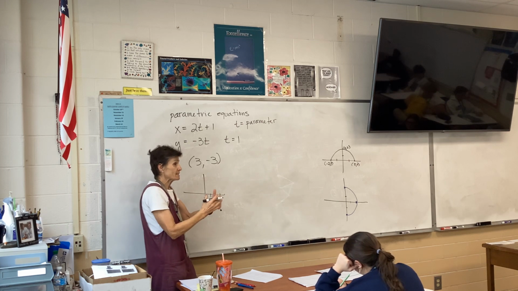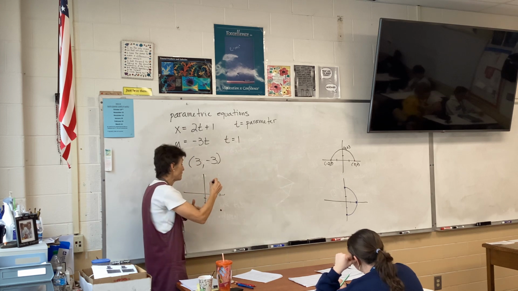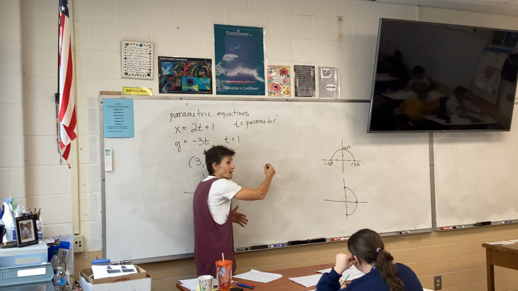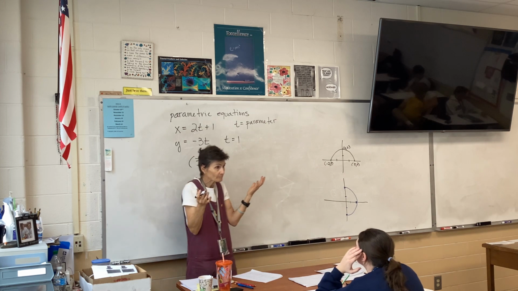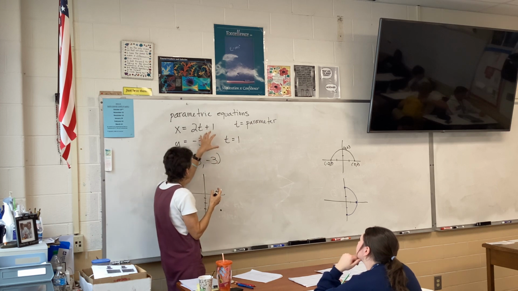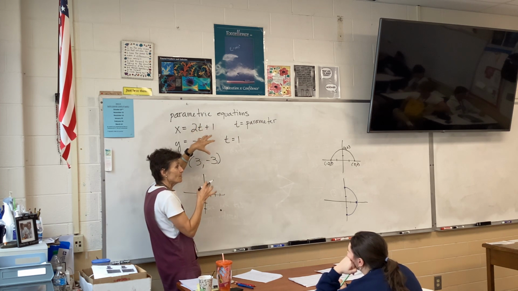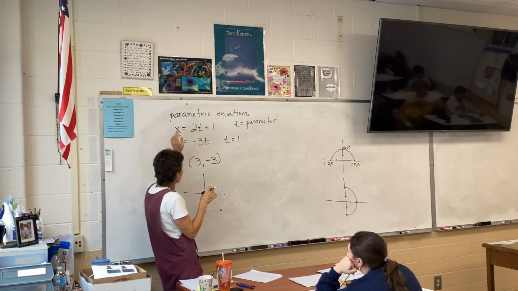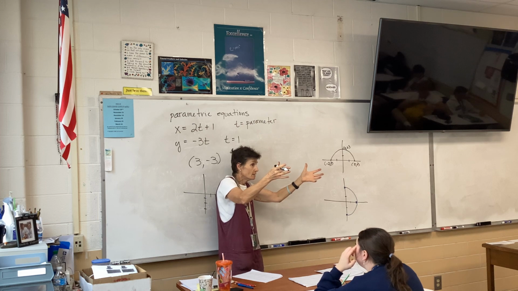Now, could I find his position then at 2 seconds? And at 3 and 4 and 5? And then if I connected those, I could see kind of a picture of his path. So this is nothing more than plotting points, like you've always plotted points. The difference is your x value and y value depend on this other thing called t.